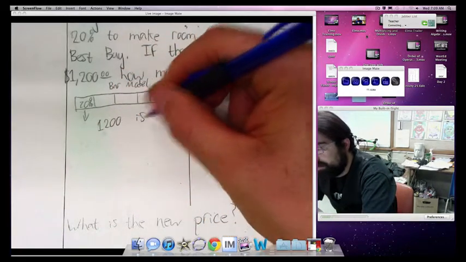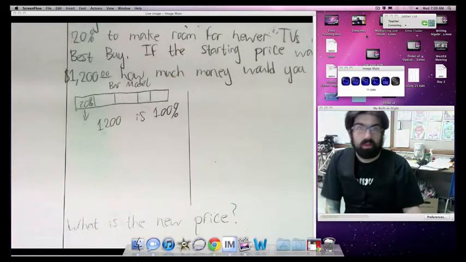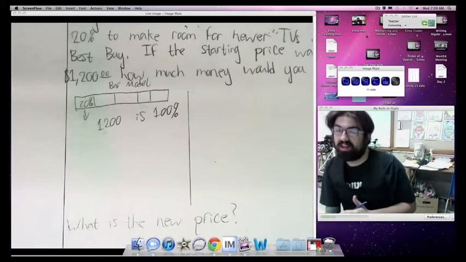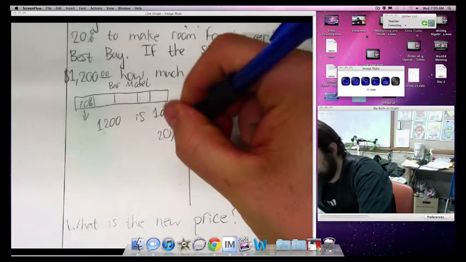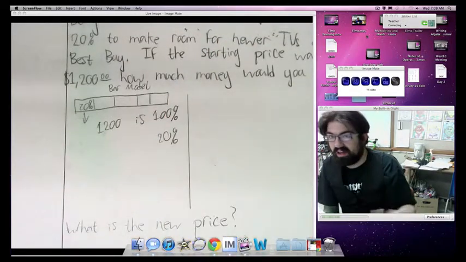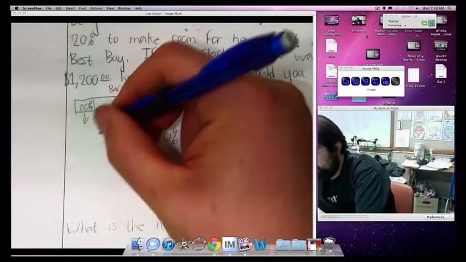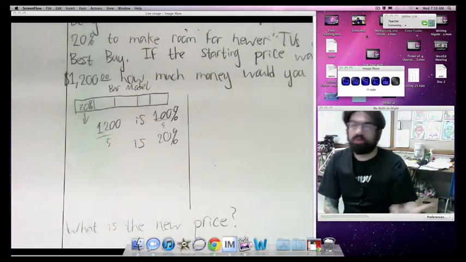I'm going to do it just like this. 1,200 is the full price, and the full or original price is always 100%. So we want 20%. That's pretty obvious: 10 divided by 2 is 5, so I divided 100 by 5. If I divide that by 5, I've got to divide this by 5, just like a ratio.